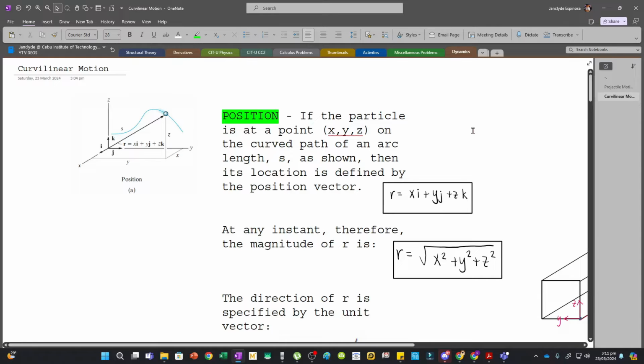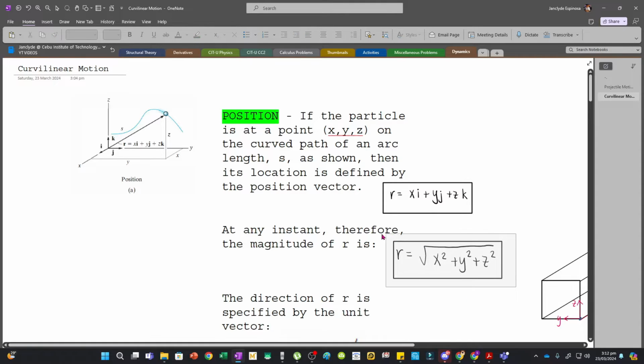First, for position, if the particle is at a point x, y, z on the curved path of an arc length s, this is our arc length and this is our particle, then this location is defined by the position vector r, which is r equals xi plus yj plus zk. At any instant, the magnitude of r is the square root of x squared plus y squared plus z squared. This is just using the Pythagorean theorem.